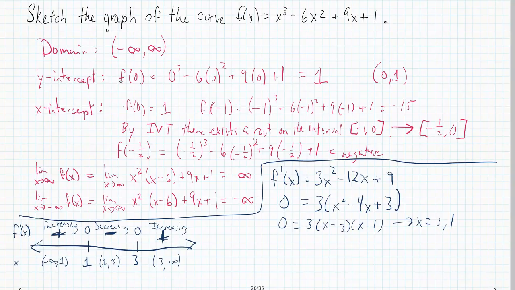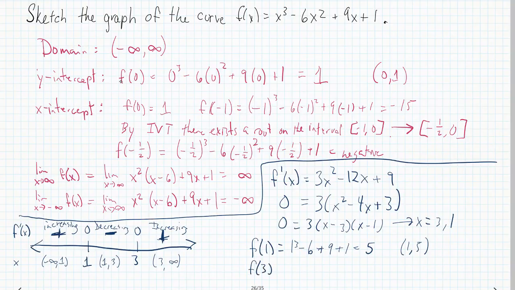Now the other thing we can do with those critical points, we can plug those into the original function. F of 1, what is that going to equal? Well, you get 1 cubed minus 6, and then plus 9, and then plus 1. Alright, so that's 10, 11 minus 6, that's 5. Okay, so you have the point (1, 5) on the graph.